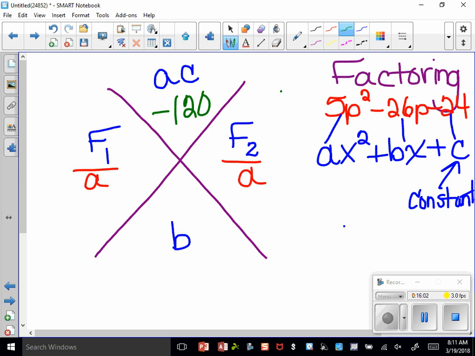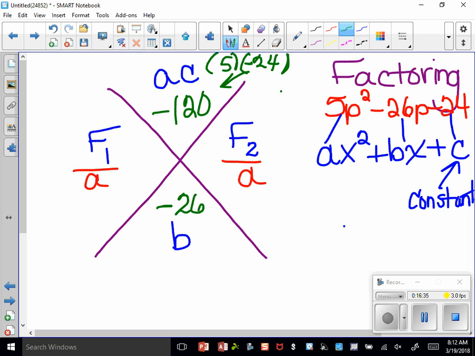So how do we get that again? We multiply the A and the C term together. Okay, so you might even want to put up there 5 times negative 24. That's how you got that number right there. All right, the B term is here. You don't have to do anything with the B term except place it where it goes at the bottom. So that's negative 26.